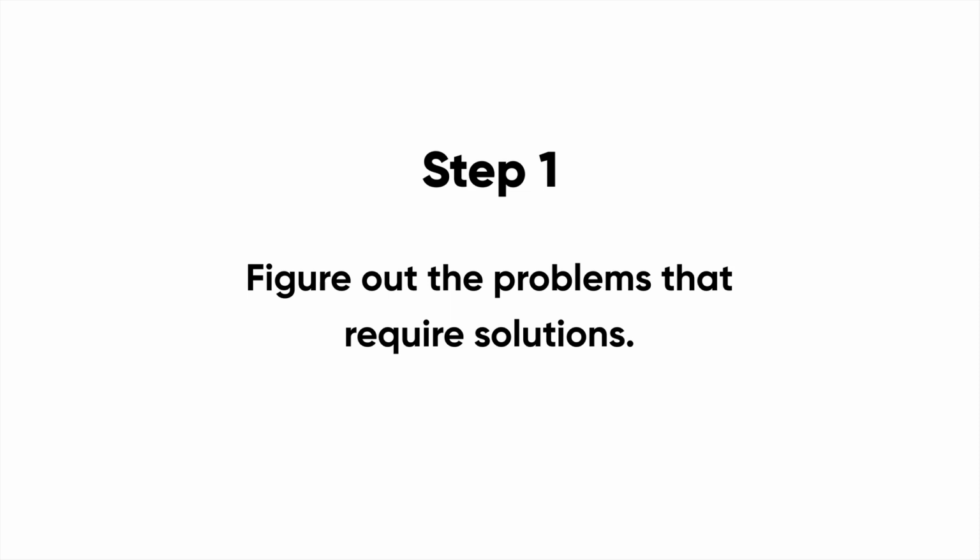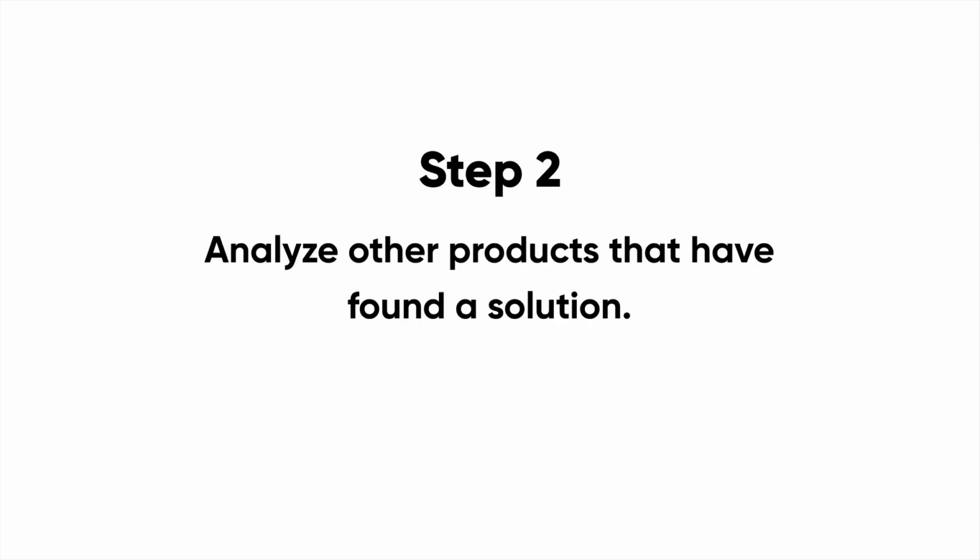So step number one, you need to have some sort of problem. Figure out the problems that actually require the solutions. Step number two, analyze other products that have found a solution. That means go and find similar websites, similar products to yours that have a solution to your problem. It could be almost the same, it could have slight variants, it could be entirely different, but take a look at what your competitors are doing.